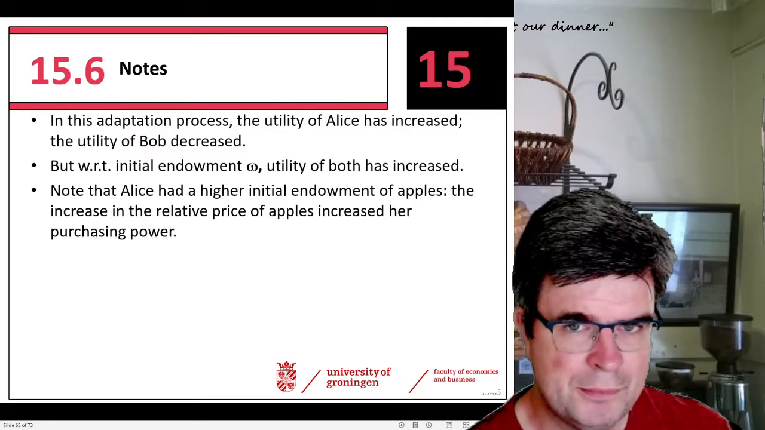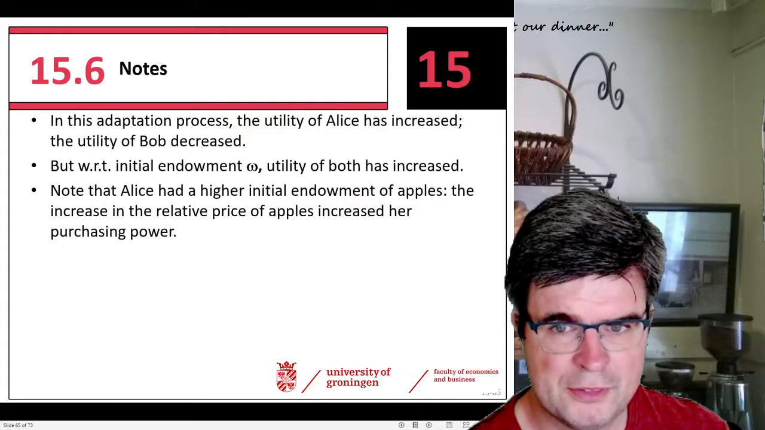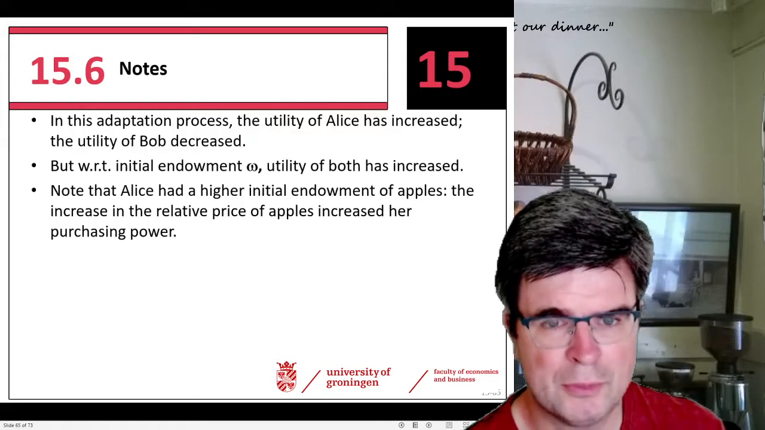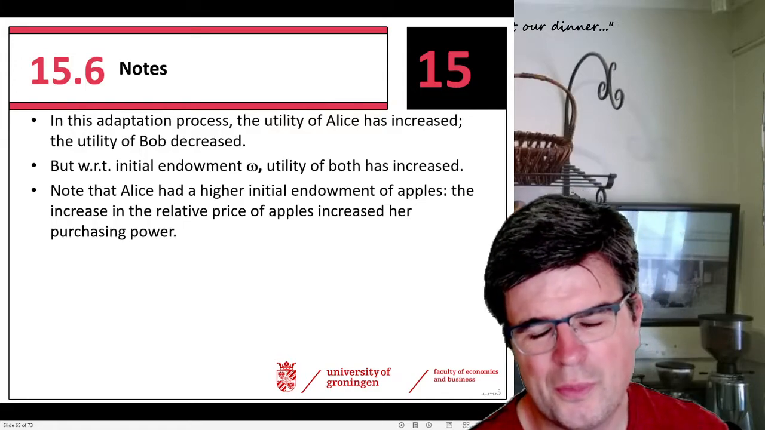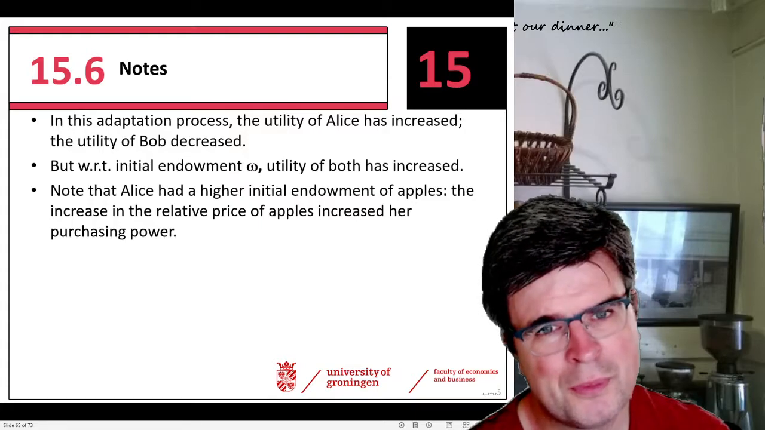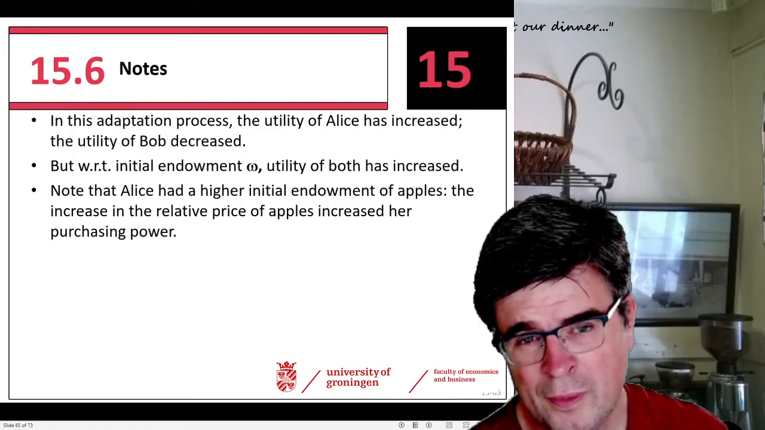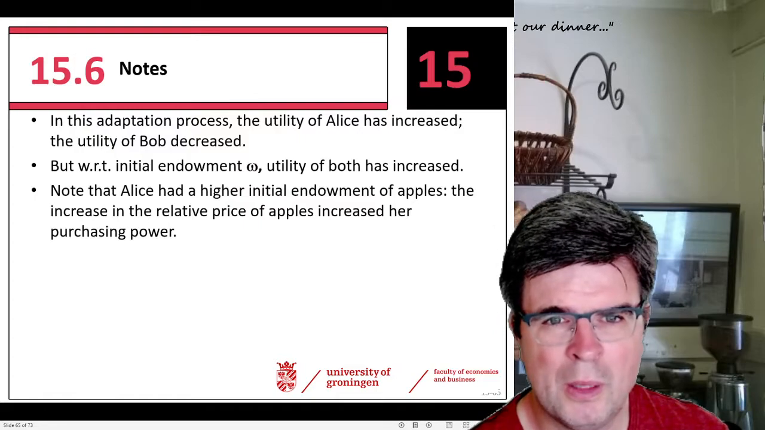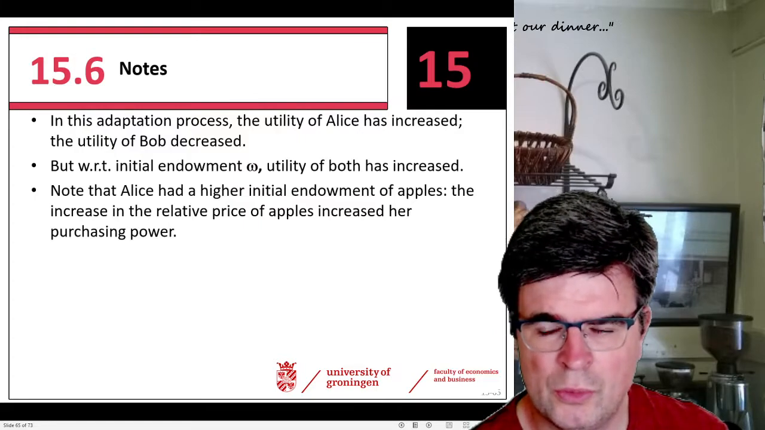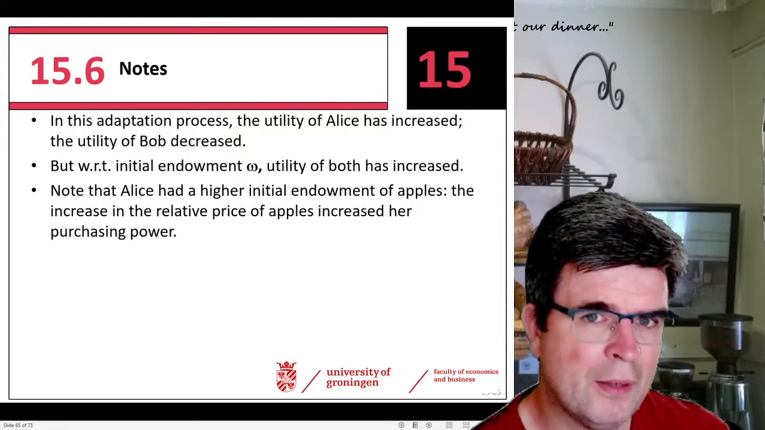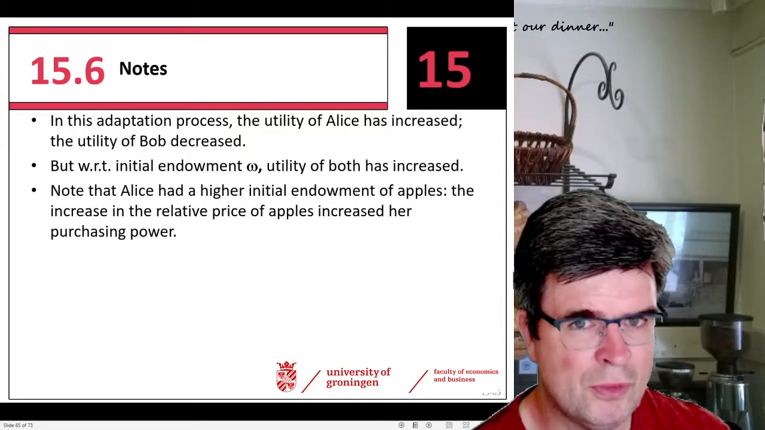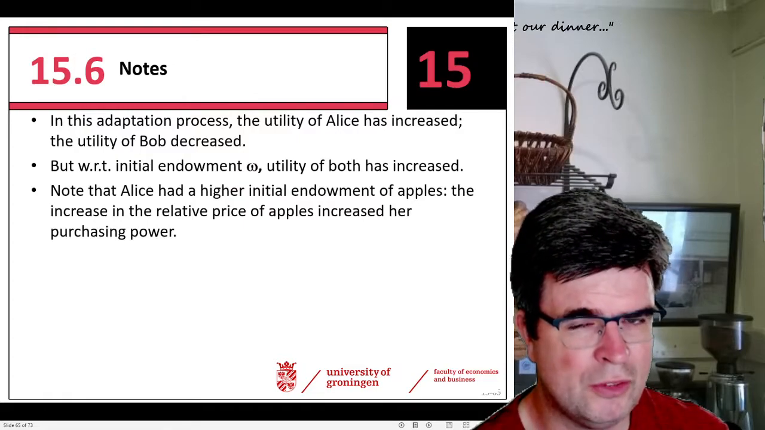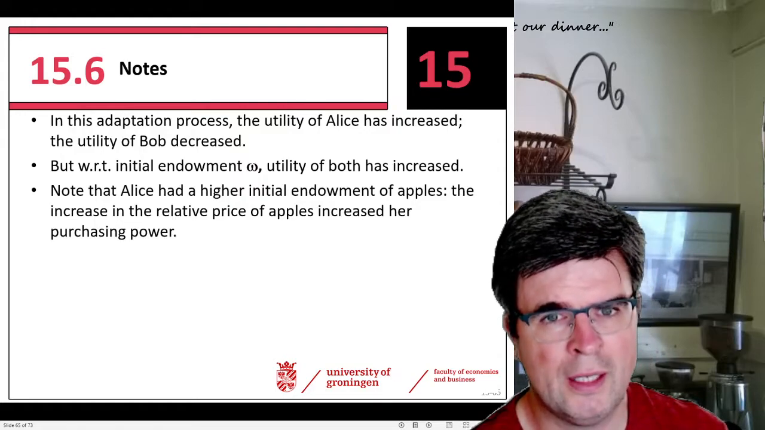Now, a couple of notes. In this adaptation process, the utility of Alice has increased in every step where we increase the price of apples, because Alice started out with quite a bit of apples. And if you increase the price of the things that you own compared to the price of the things that you own less, then you become relatively better off. So the utility of Bob decreased. If you compare the final outcome to the initial endowment omega, then you will observe that they both land on a higher indifference curve. So compared to the initial endowment, both are better off in the equilibrium outcome.